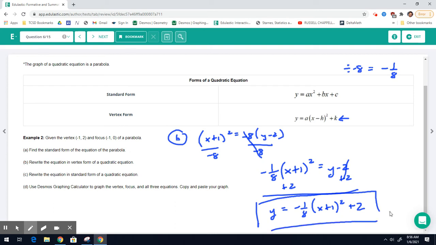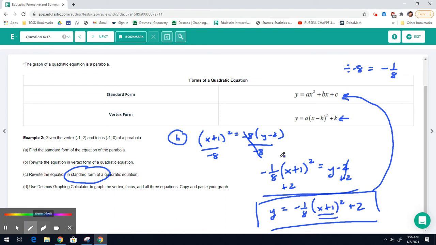That's part B. Okay, now part C says we need to rewrite it in standard form for a quadratic. So now we need to take this and put it in this form. The first thing I notice is there's no parentheses. So guess what? We have to look at expanding that binomial squared, and that's what we'll do. So I'm going to erase this.